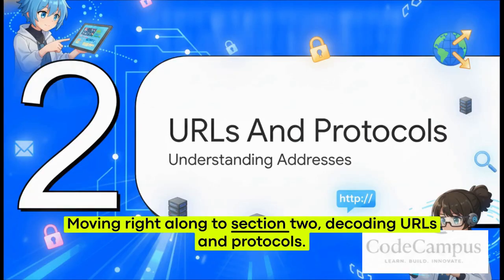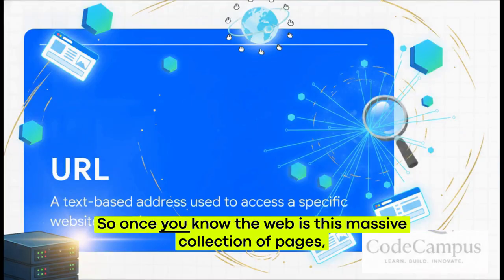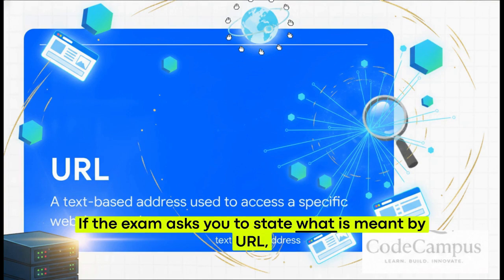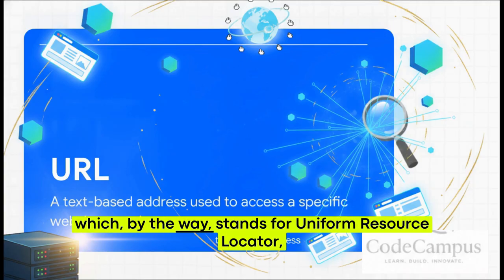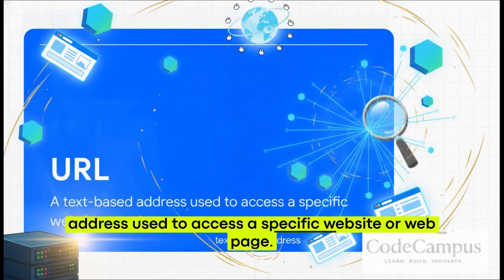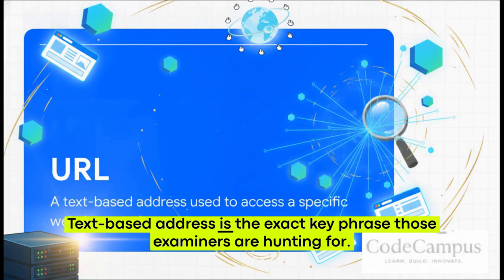Moving right along to Section 2, Decoding URLs and Protocols. This is all about understanding web addresses. So once you know the web is this massive collection of pages, you need to know how we actually find them, right? If the exam asks you to state what is meant by a URL, which, by the way, stands for Uniform Resource Locator, your fast, easy mark is right here. A URL is simply a text-based address used to access a specific website or web page. Seriously, don't overcomplicate it. Text-based address is the exact key phrase those examiners are hunting for.